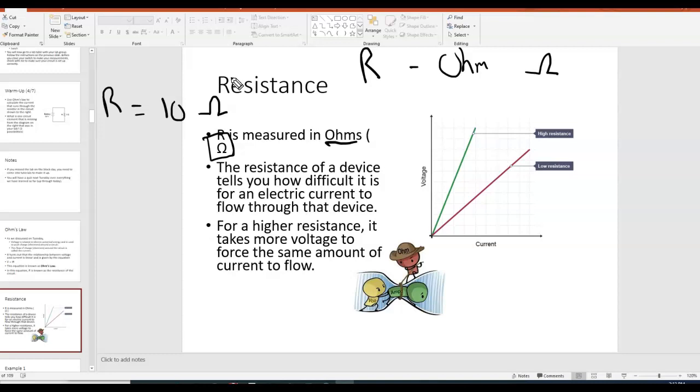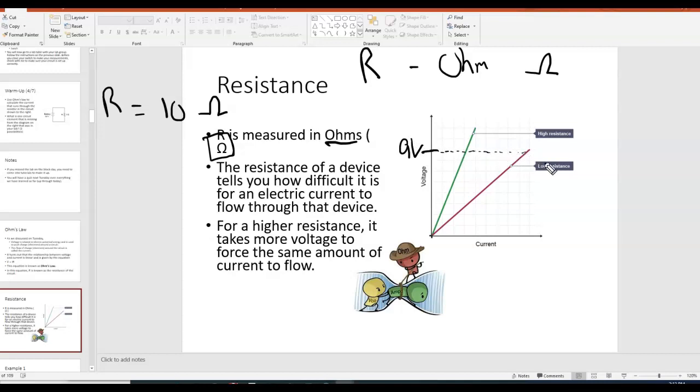Okay, so if you imagine attaching, let's say, a 9-volt battery to two different devices, and one of them has more current flowing, the one that has more current flowing has a lower resistance. Higher the resistance, the more difficult it is for current to flow. So if you look at this graph, for example, you can see, let's say we have, I don't know, 9 volts right here.